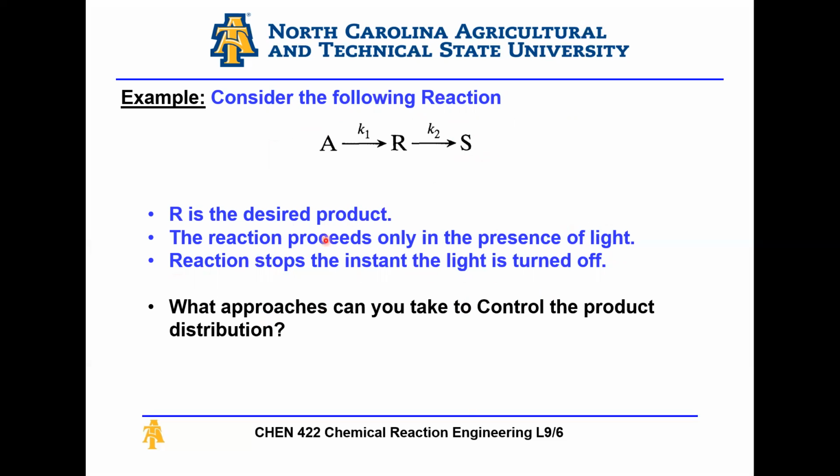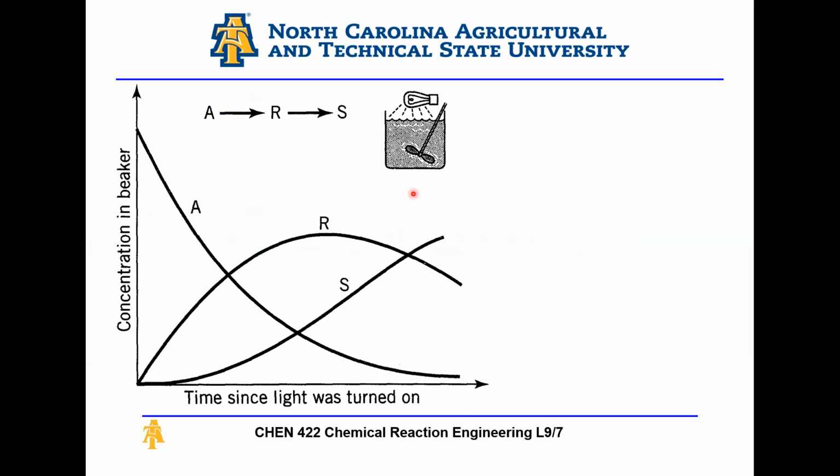So I have this reaction. It only proceeds when the light is turned on. Once I switch off the light, the reaction stops. What approaches can you take to control the product distribution? How can I control the system so that I maximize the production of R? So let's take a look at two approaches.